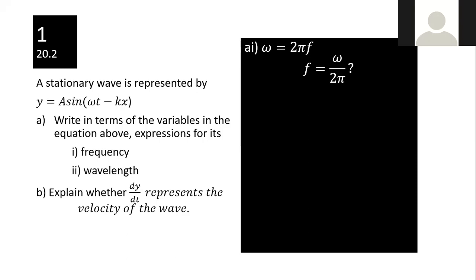I think your answer is given wrongly. How to calculate the wavelength? Lambda is 2 pi over k. Good. 2 pi over k.